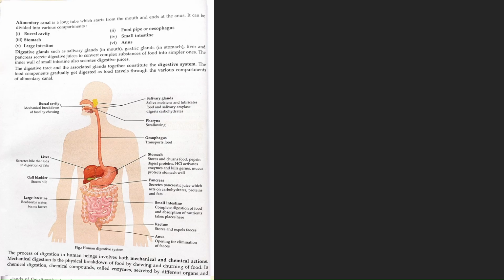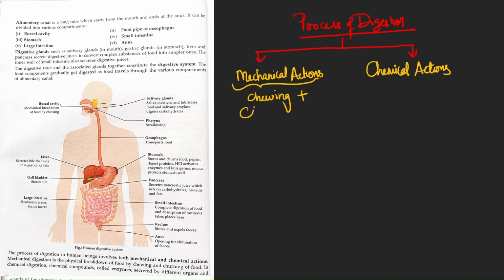Coming to the process of digestion in human beings, it is divided into two. The process of digestion in human beings involves both mechanical and chemical actions. Mechanical digestion is the physical breakdown of food by chewing and churning of food. You would have heard of chewing, which we do with our mouth and teeth, but where does this churning happen?